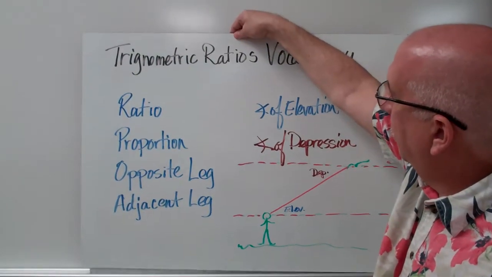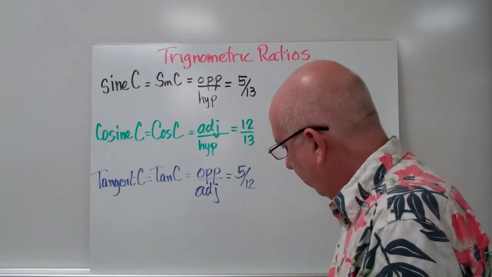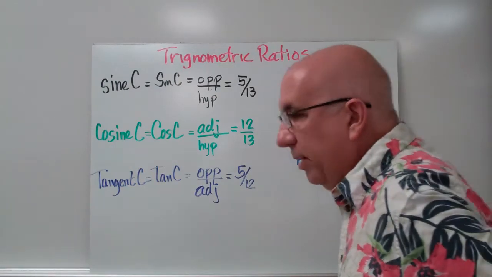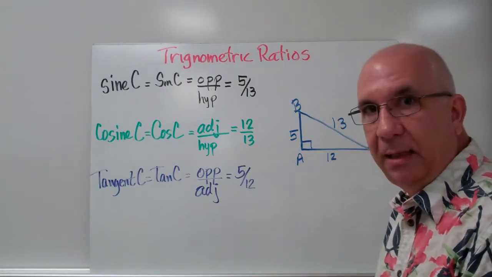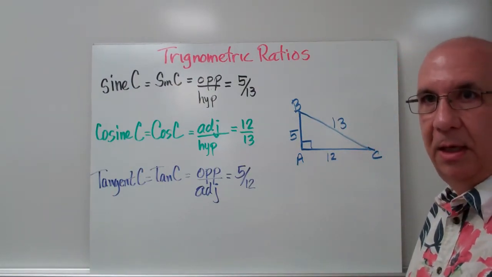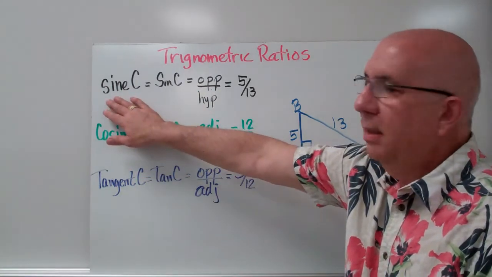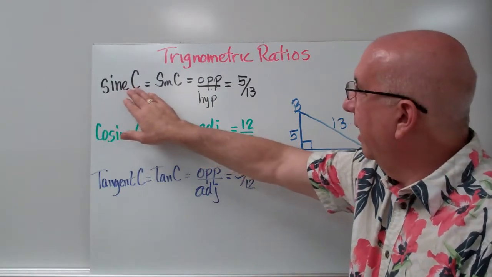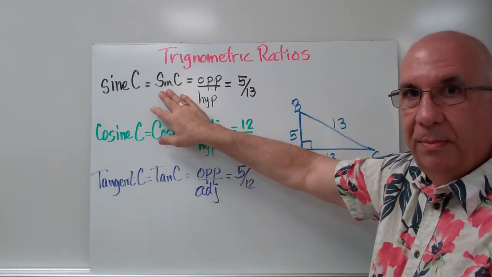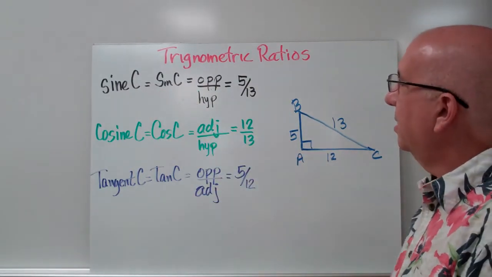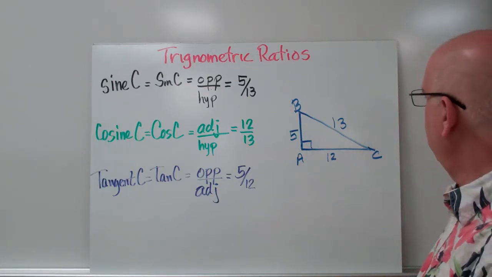We need to discuss the three primary trig ratios. We will use forms of these later on, but these are the three basic forms that we will use to find the lengths of the measures of the sides of any right triangle. The first one is pronounced sine of angle C. This is the abbreviation, sine of C, and sine is equal to the opposite side over the hypotenuse.